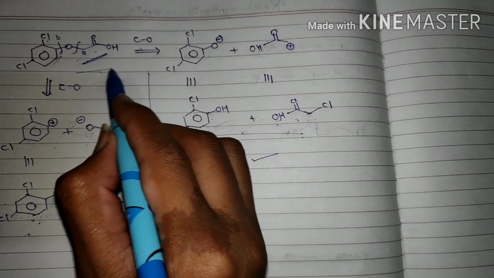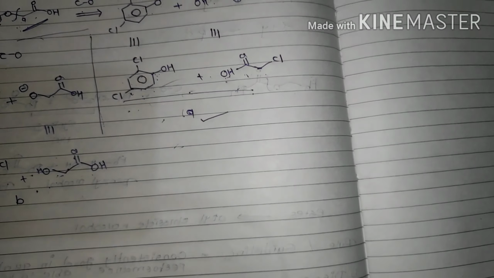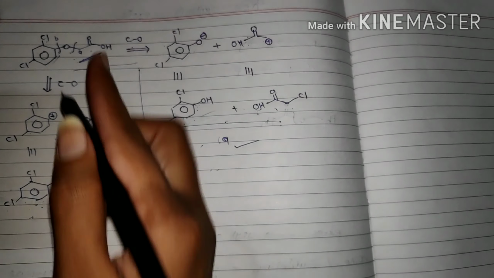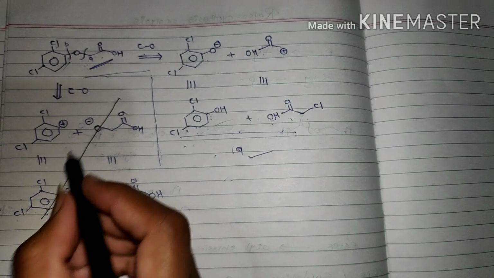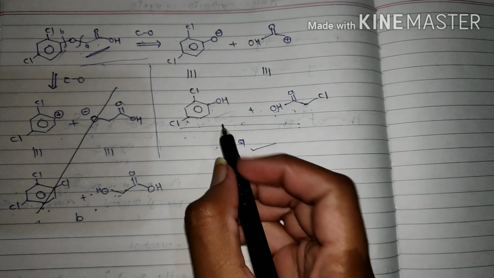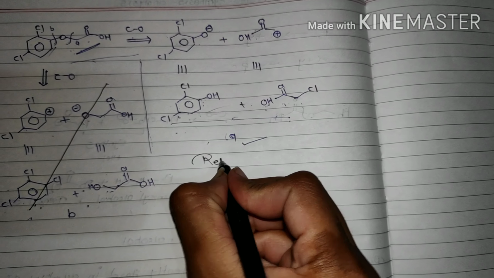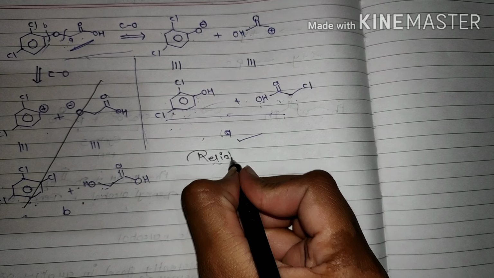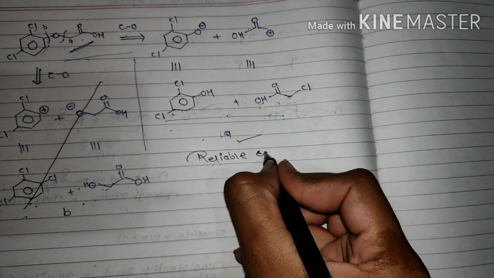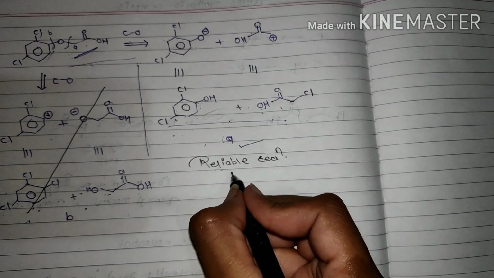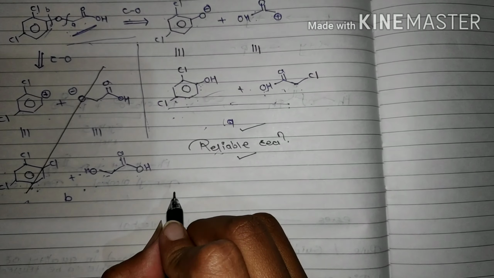So this route, one second, I changed the pen. This is incorrect. So this route is the reliable reaction. This is the correct route.